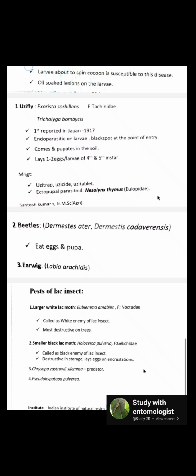These are the most important points regarding the pests and diseases of beneficial insects. In this short time, you can revise it.